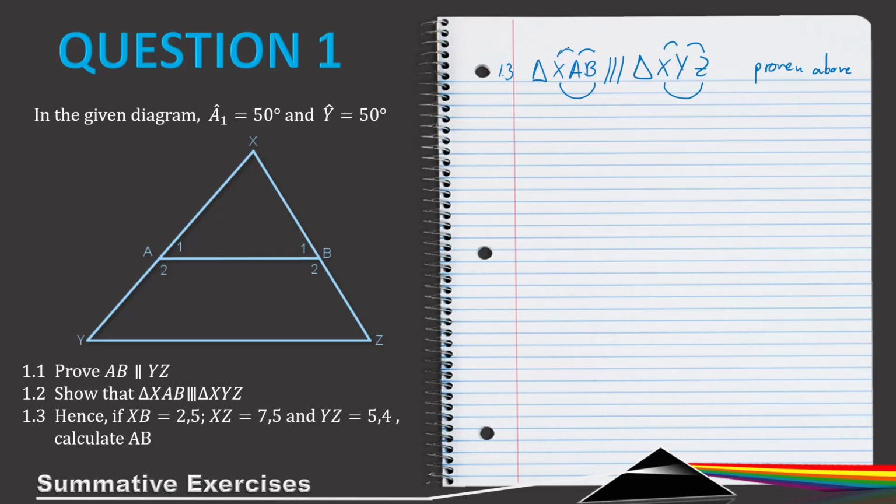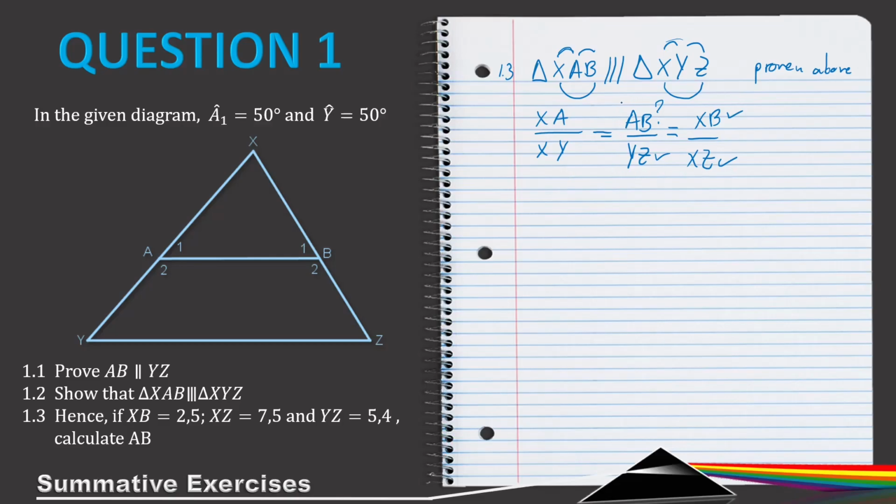So we're going to say XA over XY is equal to AB over YZ is equal to XB over XZ. This proportion you can deduce from the statement there, or from the diagram, where you just look at the sides that are in proportion. Okay, so now let's see what is given. We are given XB, XZ and YZ, and it says calculate AB, so this is the one we want. So basically we don't really need to use that.